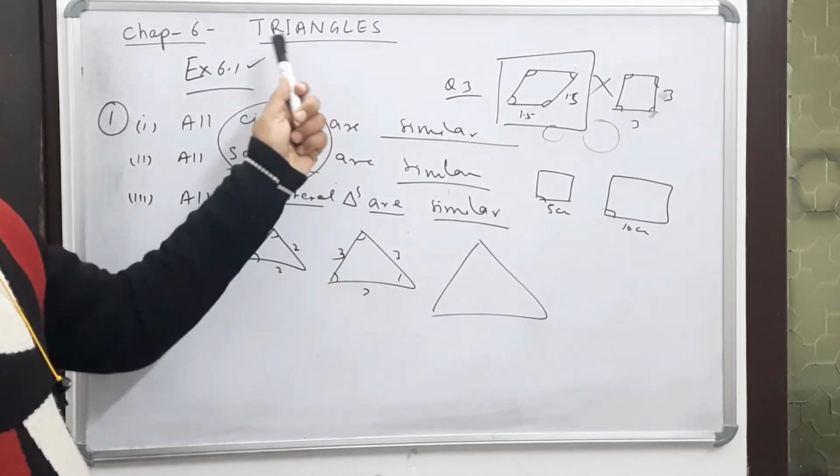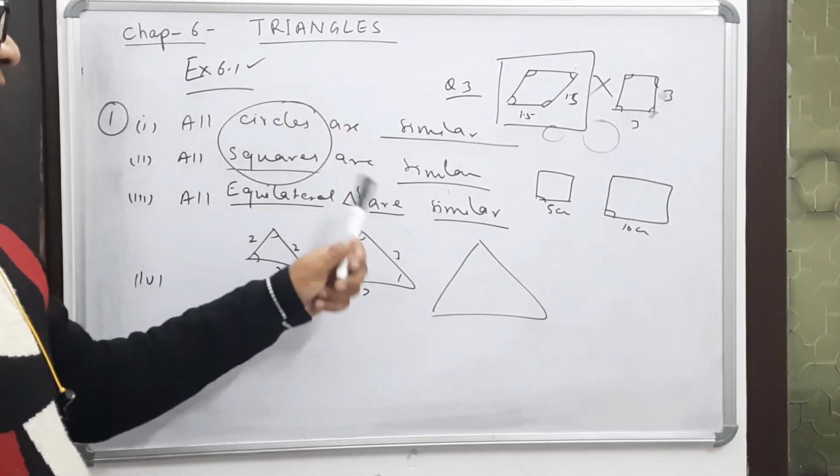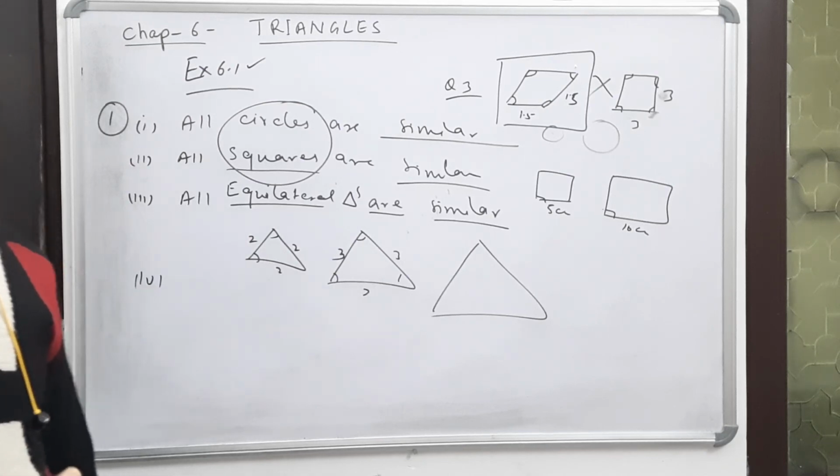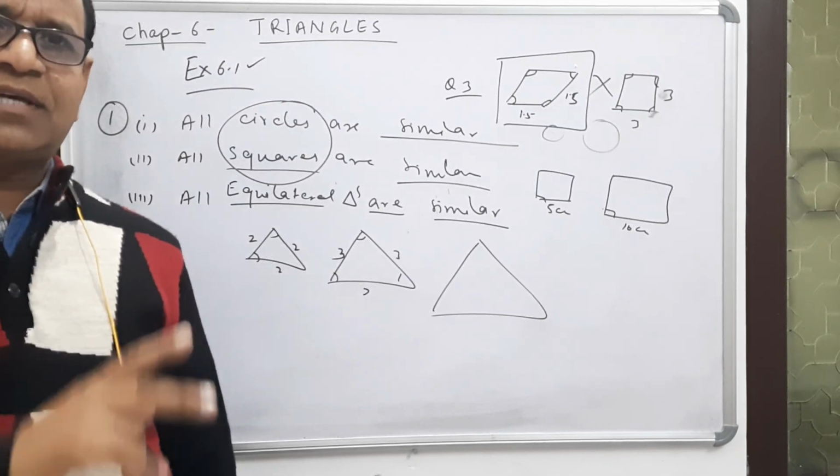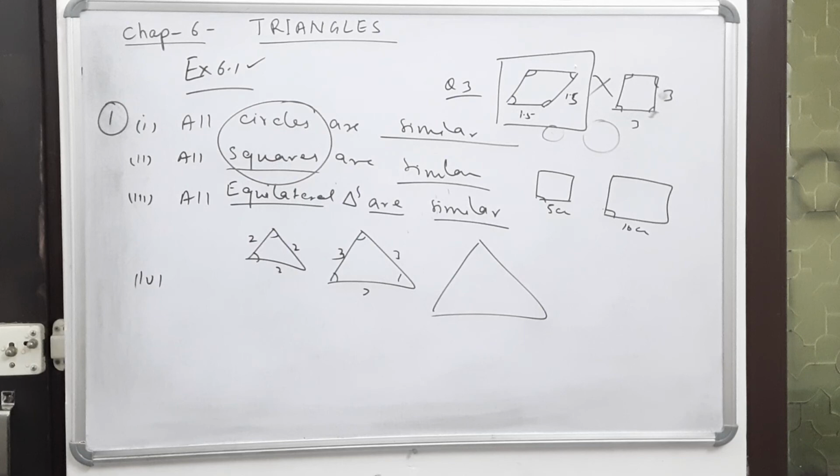And when we talk exclusively about the triangle, then we know two concepts. The angles must be equal and the sides must be proportional. I hope this part is clear to you now.